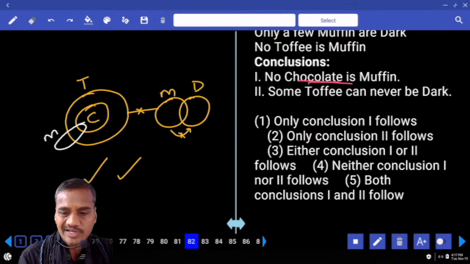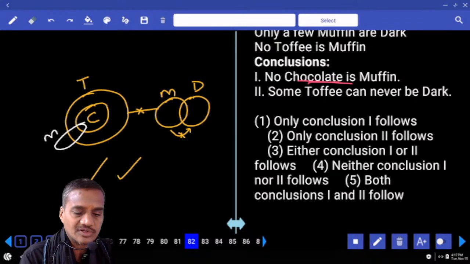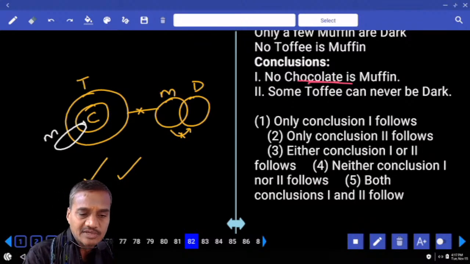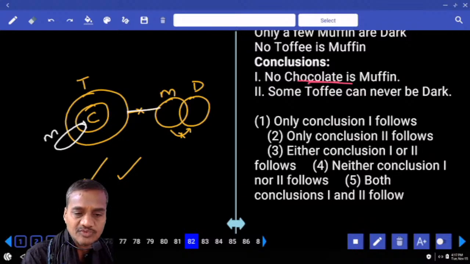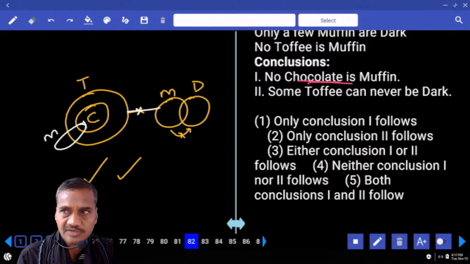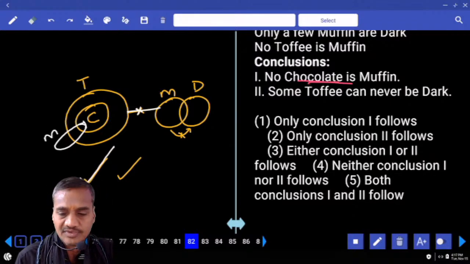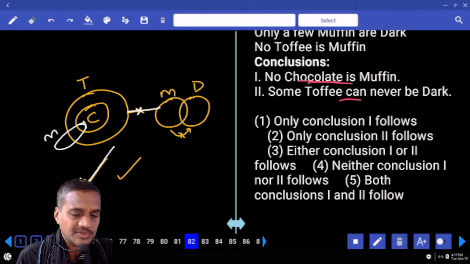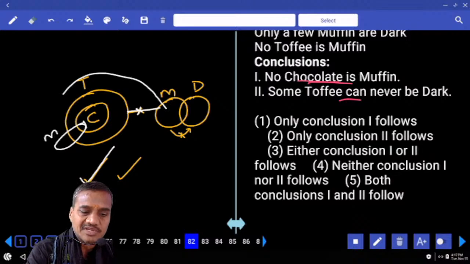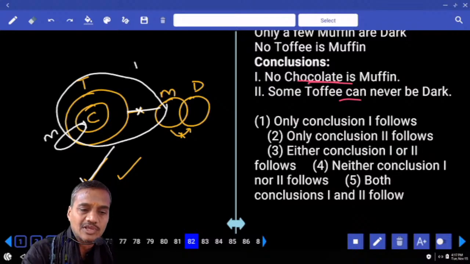Is it possible to write like this? Some chocolates are muffin? No. Because if you write muffin like this, no toffee is muffin will become false. And the statement is invalid, an alternate diagram cannot be drawn. This will be true forever. Then coming back to this one, some toffees can never be dark. Some toffees can never be dark means now I need to prove all these toffees are dark. All these toffees are dark. Tell me whether I am able to write dark like this or not.